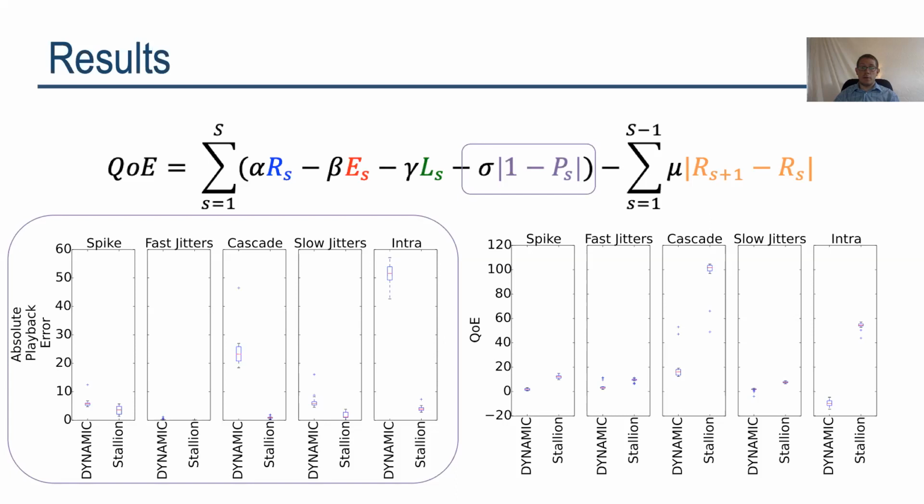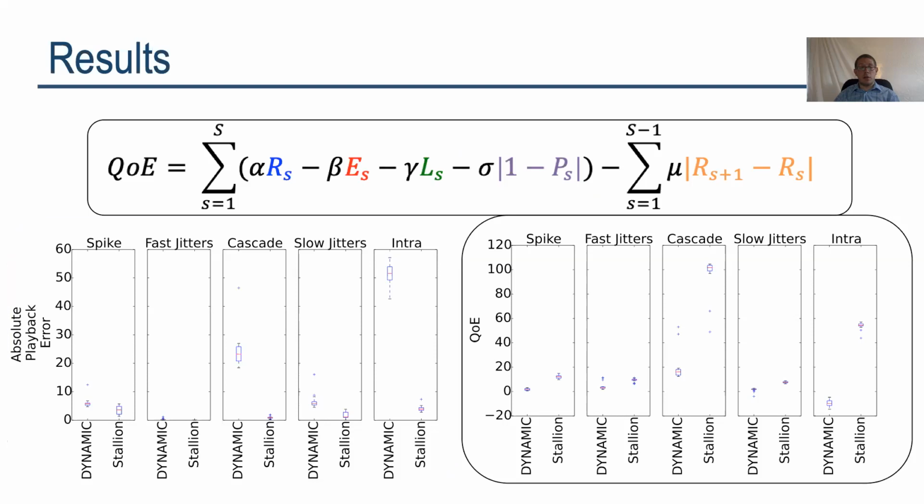The overall QoE performance combined is shown on the box plot on the right. Stallion outperformed Dynamic in QoE in all 5 networking profiles. The profiles that saw the biggest improvement were Cascade and Intra.